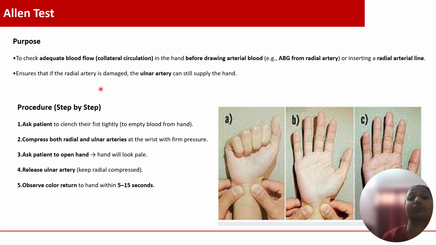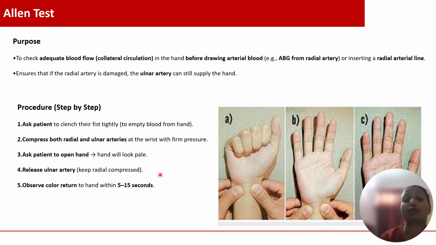For that, we are using a simple manual procedure, that is the Allen test, to check the adequate flow in the hand before drawing arterial blood or inserting a radial artery line. It ensures that if the radial artery is damaged, the ulnar artery can still supply the hand. So before puncturing the radial artery, we need to assess the ulnar artery patency. That is very important.